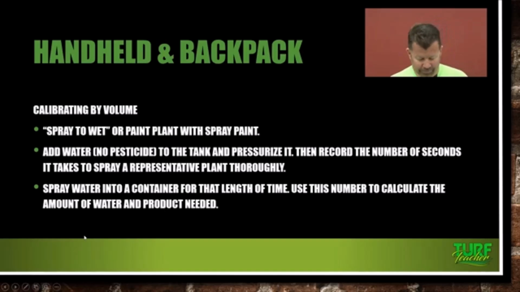So calibrating by volume. And calibrating by volume starts on page 129. You're going to spray to wet the plant, like with a spray paint. Let's say you're taking a paint can and you're spraying it to cover it thoroughly. It's going to get just a little drip off. You're thoroughly wetting the plant. You're going to add water, no pesticide, to the tank and pressurize it. Then record the number of seconds it takes to spray a representative plant thoroughly.